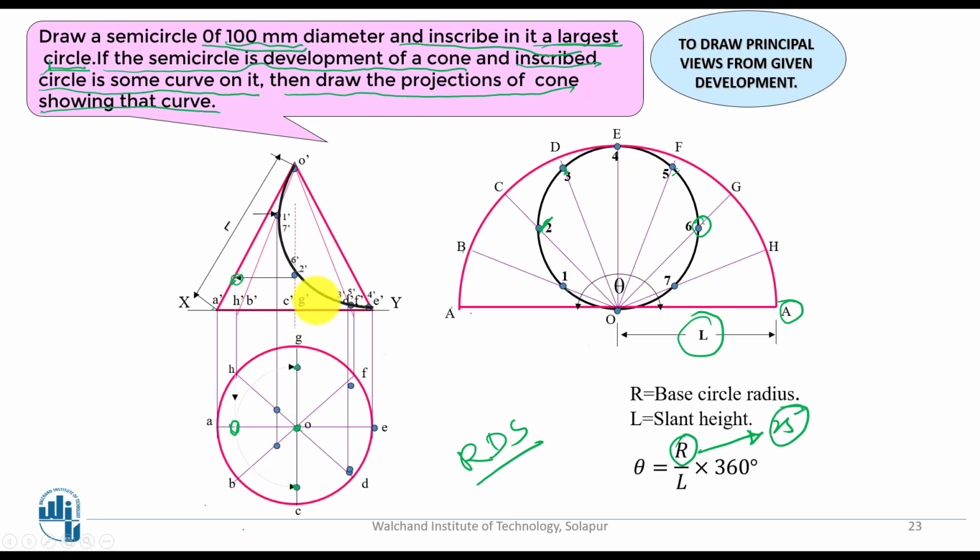Similarly, you are going to transfer the rest of the points. These are all the points you have transferred now. E is directly here, E you are going to get here. 3 and 5, 3 is this side and 5 is this side. You have transferred all the points. Now you are expected to join all these points. You are going to get a curve, and that curve you have to join with a smooth curve. You are going to get this as the final figure.